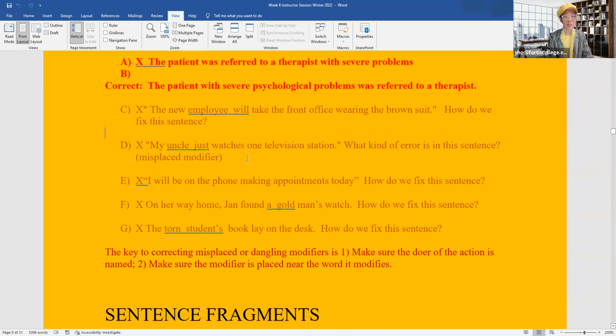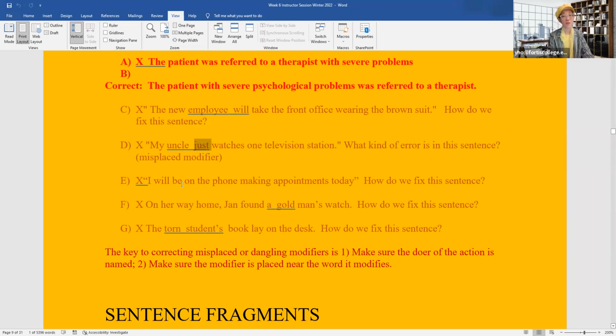My uncle just watches one television station. And so here, just has to be placed here: my uncle watches just one television station. And so here, you've got to move just to another area in order for this to make sense. So whenever you've got to move the modifier someplace else for the sentence to make sense, that's called a misplaced modifier mistake.